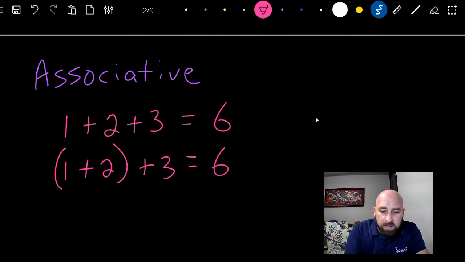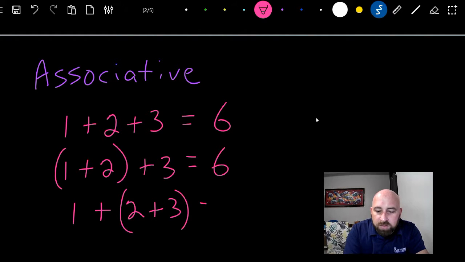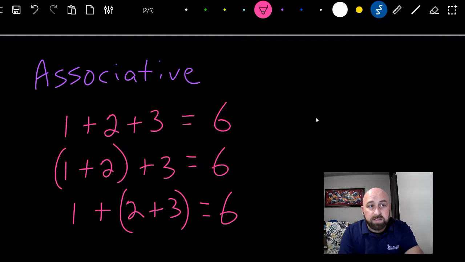Now watch this. What happens if we change the grouping? 1 plus 2 plus 3, and we group those together. Okay? So now, again, we have to do this first. 2 plus 3 equals 5. 5 plus 1 equals 6. No matter how we group addition, we can put them in whatever groups we want to.